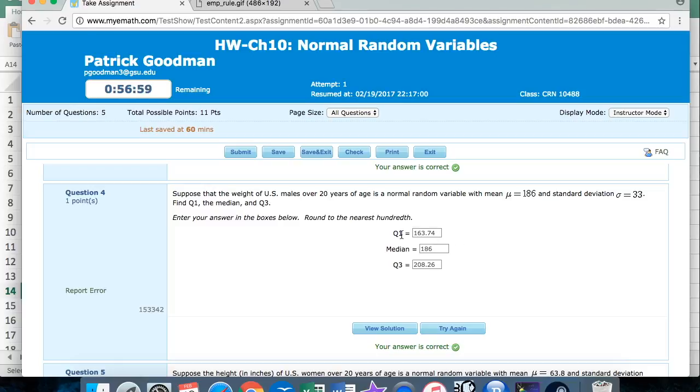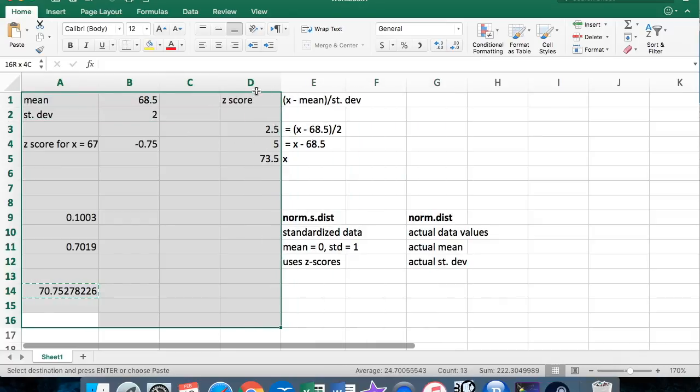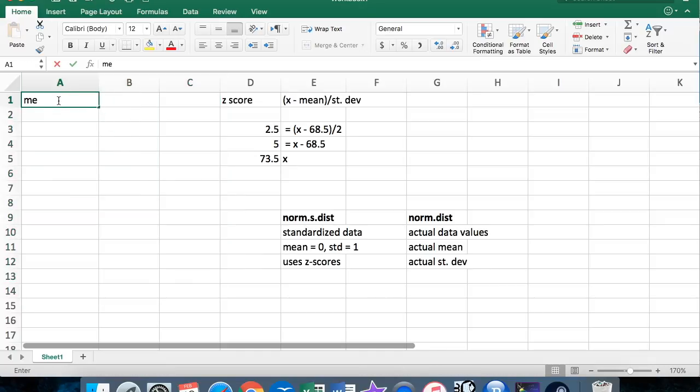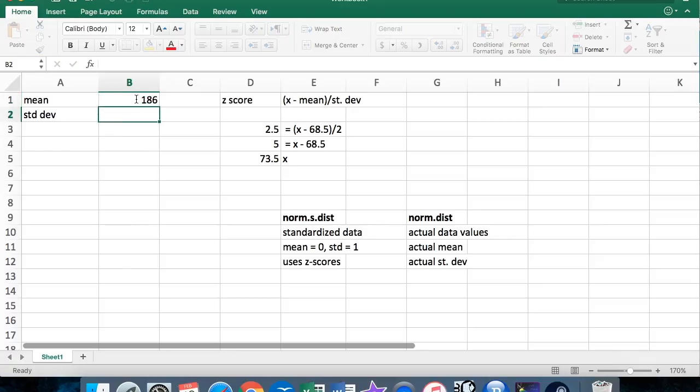So here, remember, what is Q1, our median, and Q3? Well, Q1 separates the bottom 25% from the top 75%. So in other words, the 25th percentile, right? Median's the 50th percentile, and then Q3, that's the 75th percentile. So we have our mean and our standard deviation, and then we want to find our Q1, median, and Q3. So let's quickly do that over here. Okay, so this is a different problem, so let me clear all of this. Okay. So again, what is our mean and our standard deviation? Well, in this problem, our mean is 186 and standard deviation is 33. So 186 and 33.